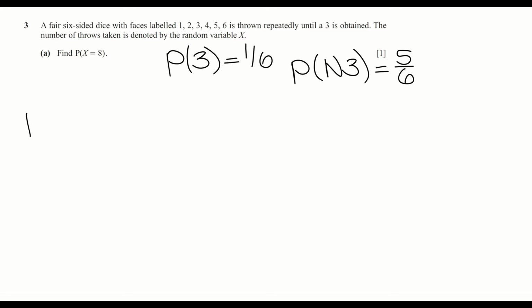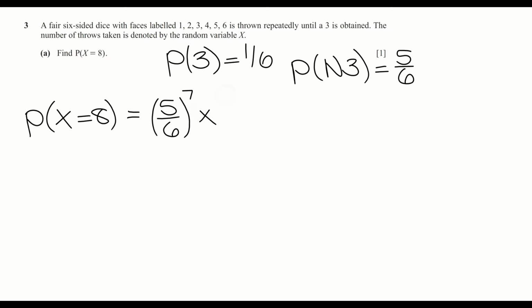So I can say the probability that X is equal to 8 is equal to not 3 for the first throw, or the second throw, or the third, all the way to the 7th throw. So we multiply 5/6 by itself 7 times. So let's put this in a bracket with an exponent of 7. On the 8th throw, we did get a 3. So we can multiply this. The probability of 3, 1/6.